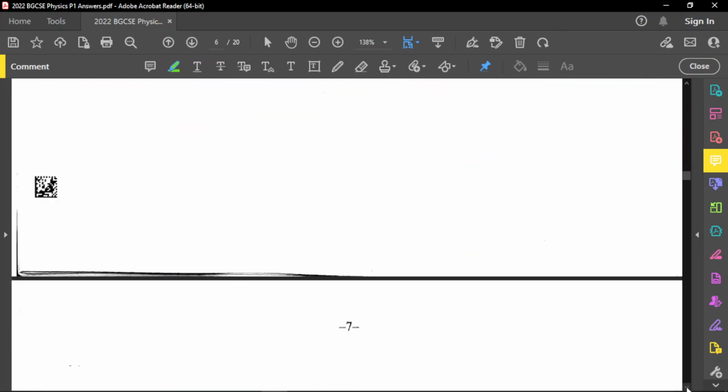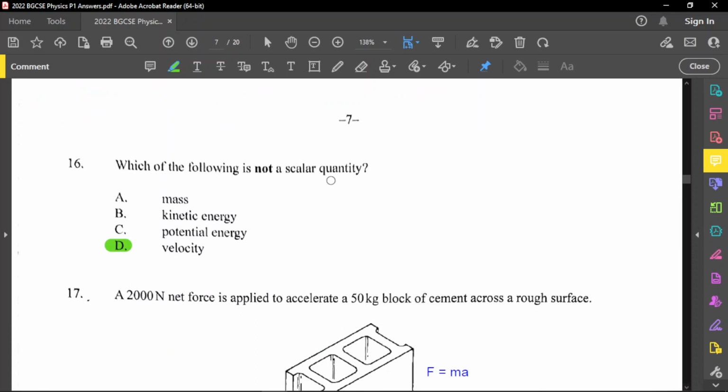All right, so let's jump into question number 16. It says, which of the following is not a scalar quantity? Again, I don't need to explain this, I've been through this many times. Scalar quantities only have magnitude or size, while vector quantities have both size, which is magnitude, and also a direction. So the only one that has both, which is velocity, is not a scalar. Velocity has both magnitude and direction.